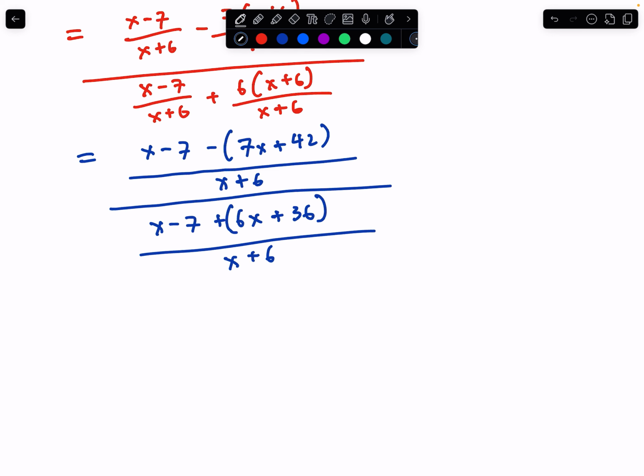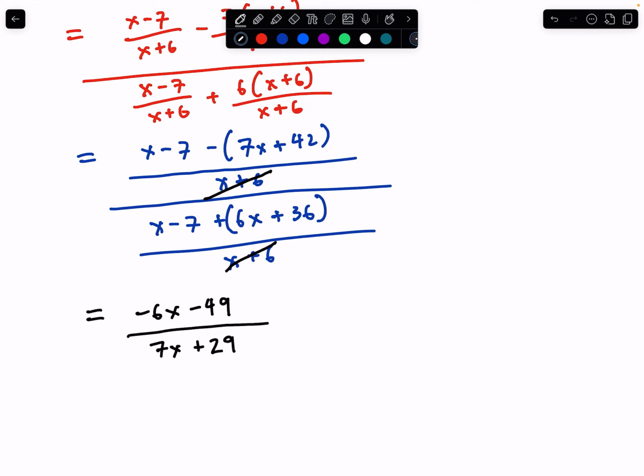Okay, I'm going to do things slightly different here. I'm already canceling at this stage. You can cancel the x plus 6, so I don't have to keep writing it. I noticed already that they're the same, so I go ahead and cancel them. And I'm going to now take care of this portion and this portion. So I've got x minus 7x, that's negative 6x. I've got negative 7 and a minus 42, that's going to be minus 49. Okay, and the bottom is x plus 6x, that's 7x. And negative 7 plus 36 is positive 29.